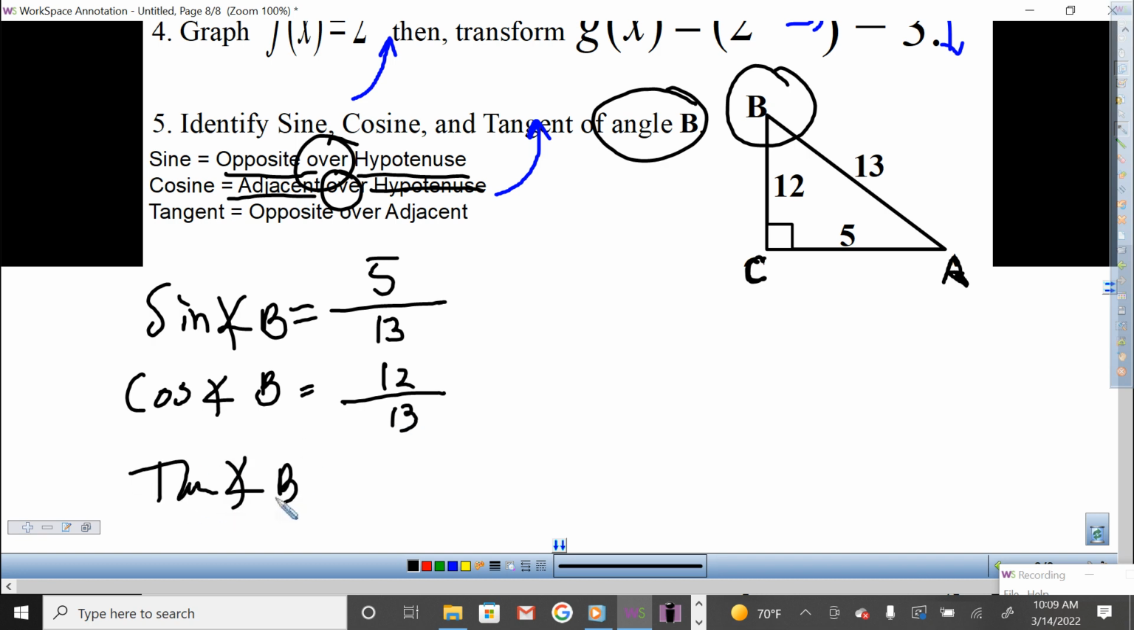Tangent angle B. Pass someone. Vince, what you get for tangent? It says opposite over adjacent. 5 over 12 is correct. And we'll leave them as fractions for right now. Yeah, is that all right? Yes, Mr. Q. All right, good.